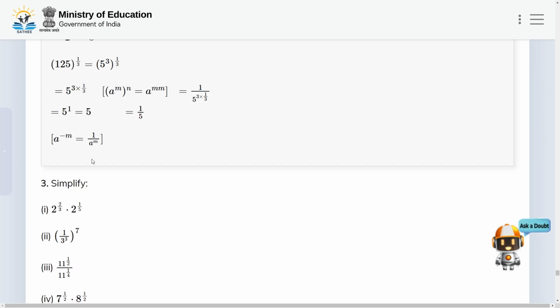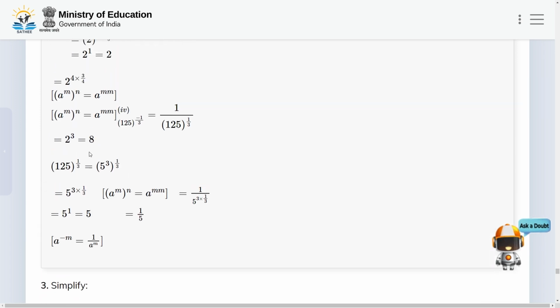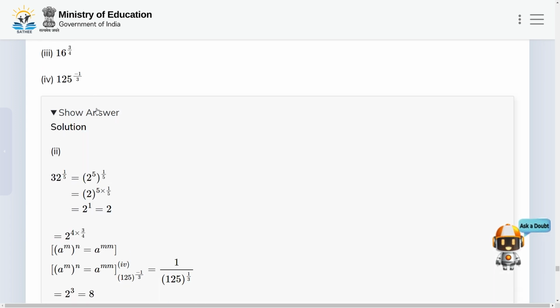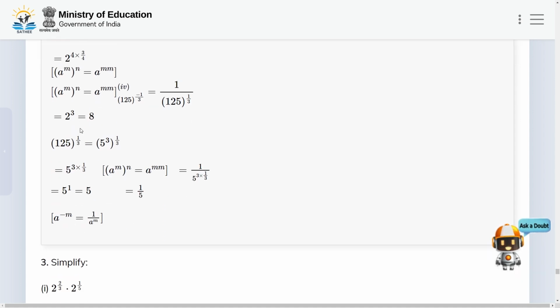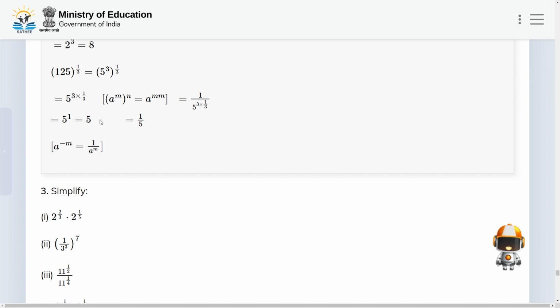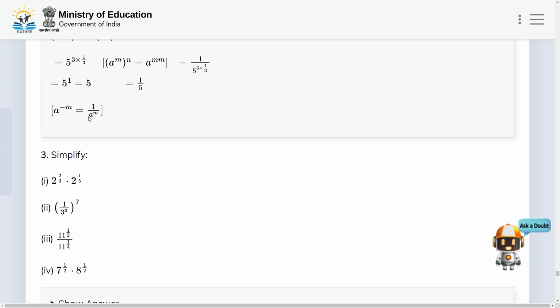And 125 to the power minus 1 by 3, that is equal to (5 to the power 3) whole to the power minus 1 by 3, and this is equal to 5 to the power minus 3 into 1 by 3, and this is equal to 5 to the power minus 1. Okay, and this is equal to 1 by 5, since we know a to the power minus m is equal to 1 by a to the power m.